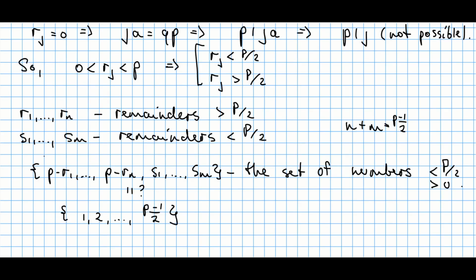Turns out, if I rearrange those elements in the natural order, then this is going to be the same as the set of those numbers 1, 2, 3 all the way up to (P minus 1) over 2. This is my main claim, but first, in order to show this, I have to prove that if I take any two numbers from this set, they are going to be different.